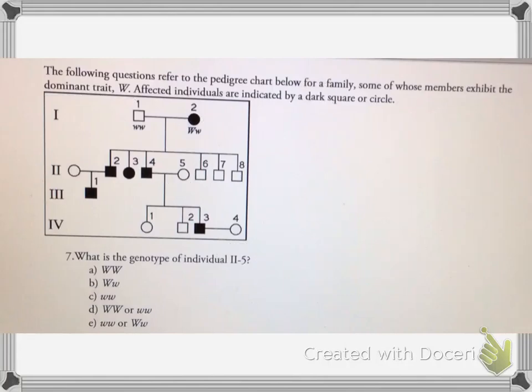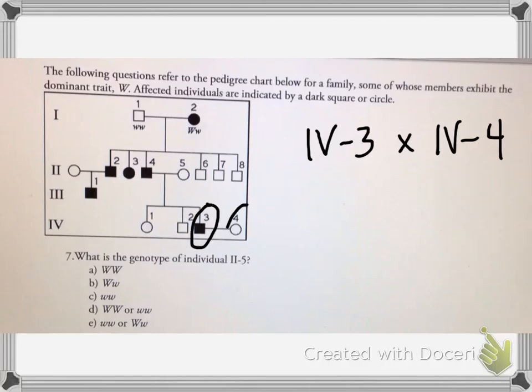For question number 8, it's asking what's the likelihood that the progeny from individual 4-3 and 4-4 will have the trait. So you locate those individuals, and that's 4-3 and 4-4. So right off the bat, you know that individual 4 is going to be little w, little w, because it's not affected and the trait's dominant.